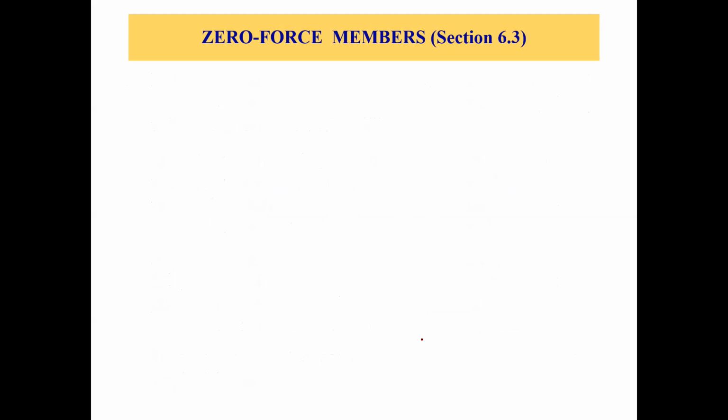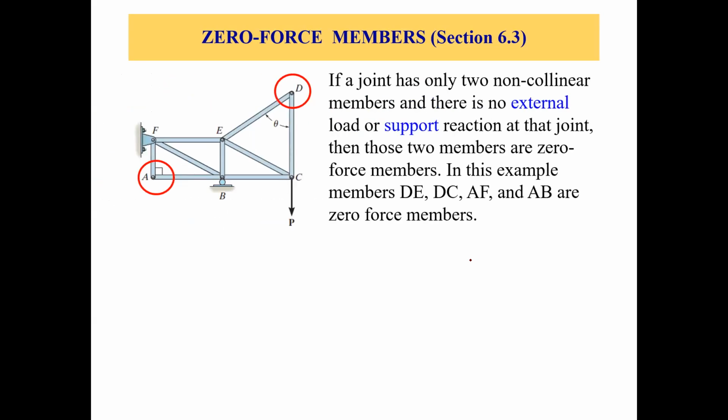Now let's talk about zero force members. This is section 6.3 of your book. What is a zero force member? As the name suggests, it is any member of the truss which has zero internal force, or zero member force. So they are called zero force members. Now, how can you determine that this is a zero force member? There are 2 different conditions.